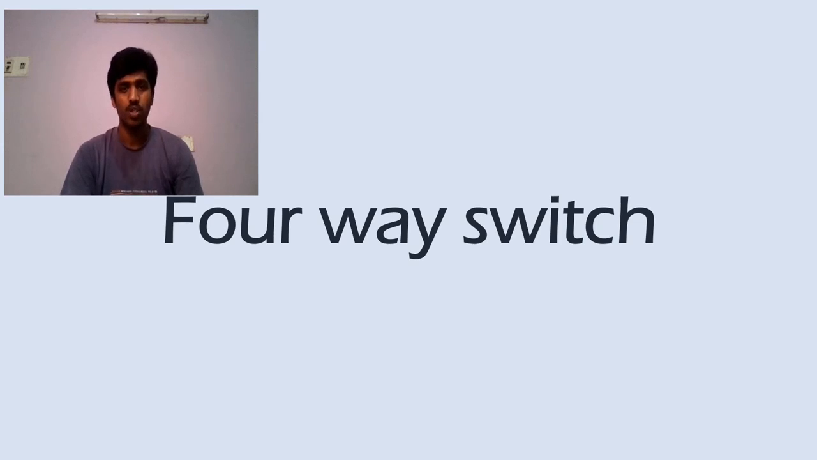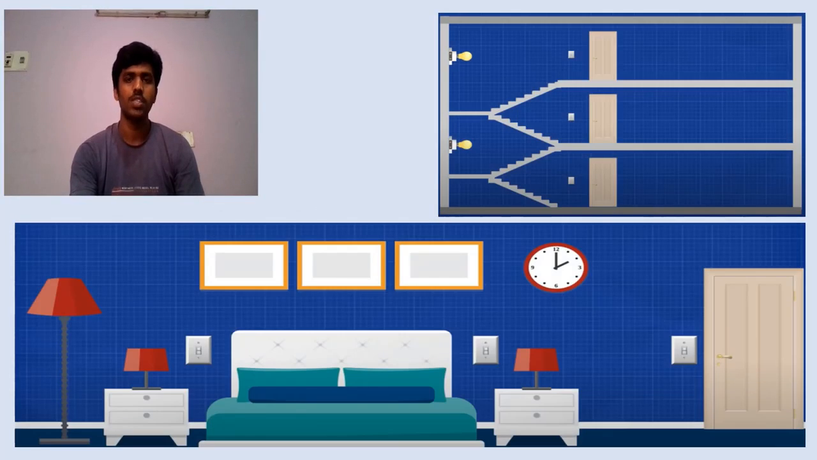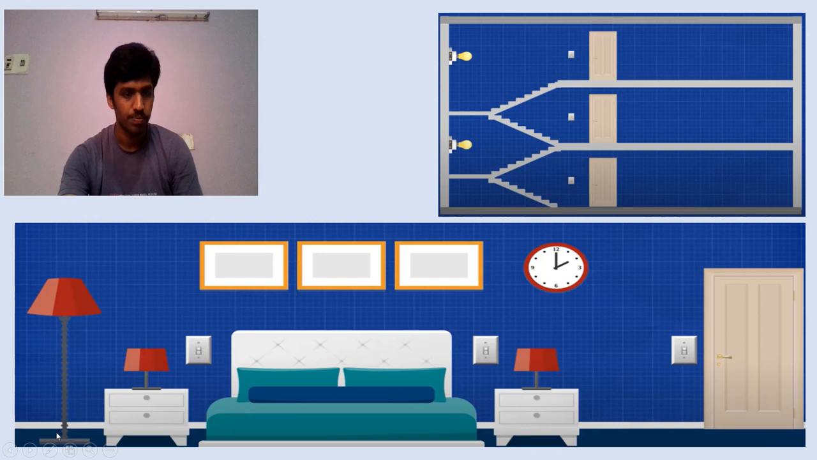In this video, I am going to explain about four-way switch. These four-way switches are normally used in some staircases which are going to different floors, and also on either side of the bed, where you can usually find them in hotels.